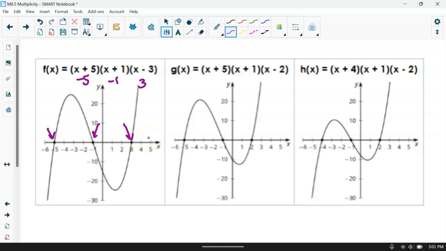So if I were not to look at the graph, but I'm given g of x here as x plus 5 times x plus 1 times x minus 2, then what would my x-intercepts or zeros be in this case? -5, -1, and +2, which matches. So then here, h of x tells us x plus 4 times x plus 1 times x minus 2. So that means my zeros or x-intercepts would be -4, -1, and +2, which matches our function here.